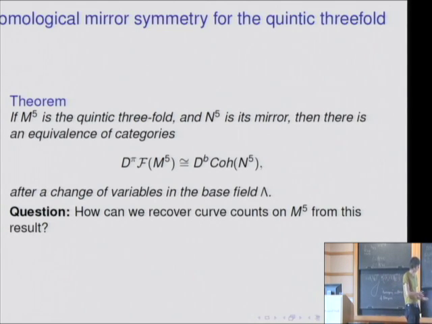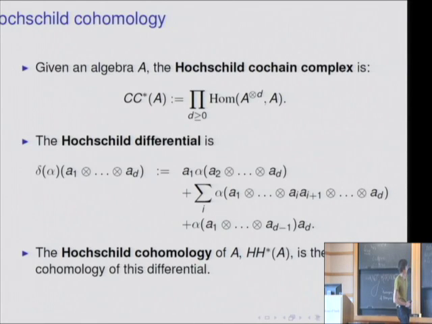But now, a natural next question after we've proven this theorem is, how do we get those curve counts on the quintic threefold that were so exciting, these concrete numbers coming out of mirror symmetry? And that's not known at the moment. So let me tell you a bit more about what is known or expected about how to get numbers out of these categories. First I need to tell you what Hochschild cohomology is.